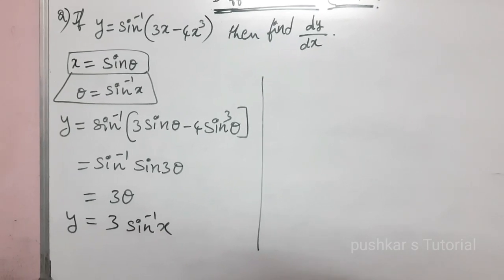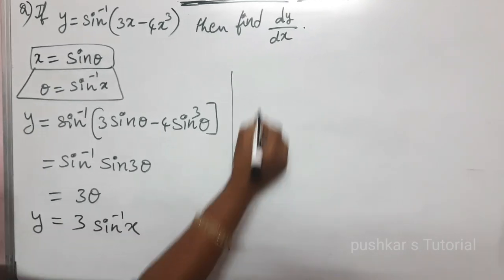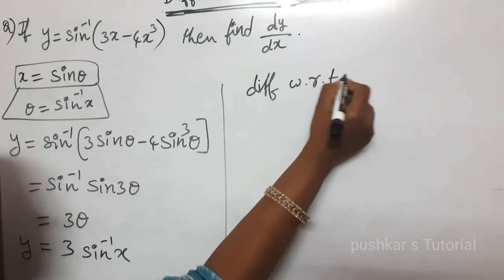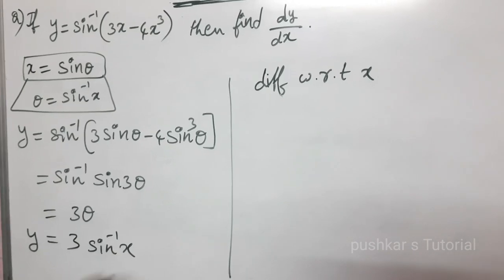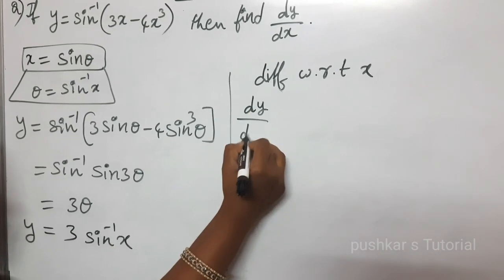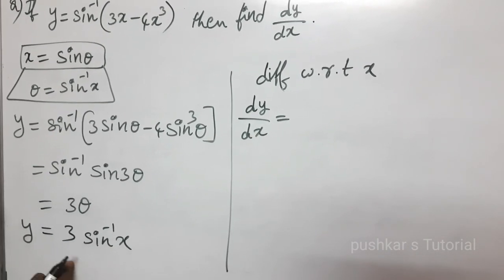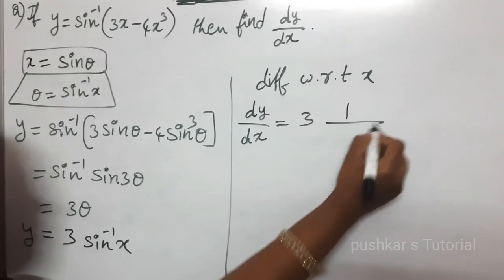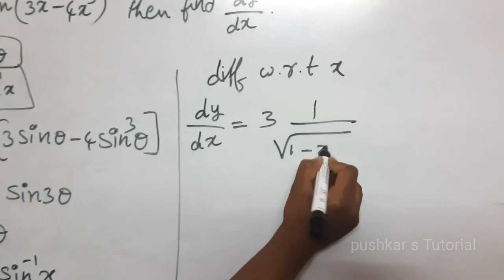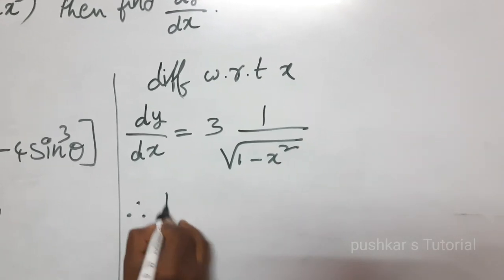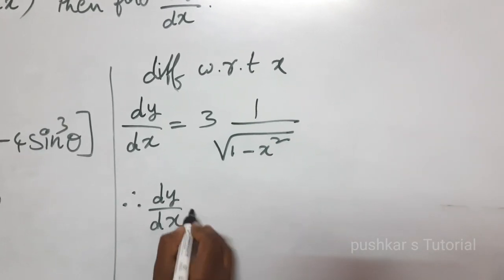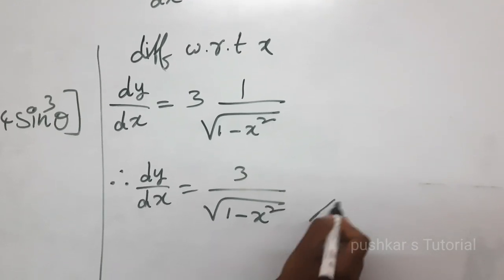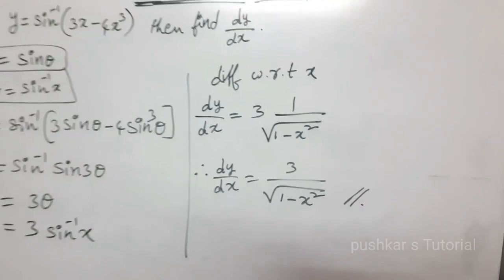So now we have to differentiate with respect to x. dy by dx is equal to 3 as it is, sine inverse x differentiation 1 by under root 1 minus x square. Therefore, dy by dx is equal to 3 by under root 1 minus x square.